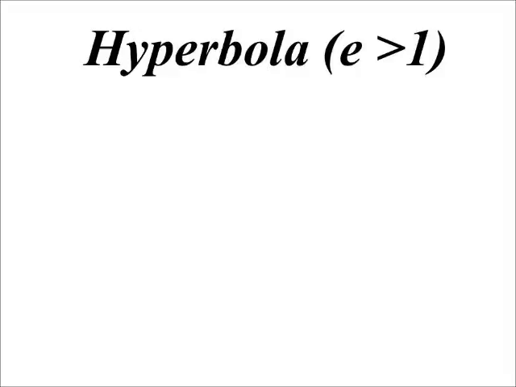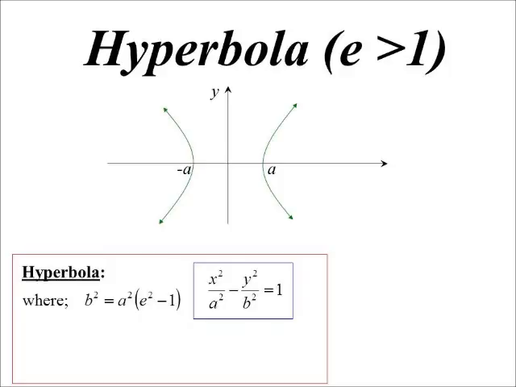So let's have a look at the hyperbola. So eccentricity greater than 1. Now, I'm not going to go through the whole derivation like I did with the ellipse yesterday to show where the equations come from. It's basically exactly the same, other than instead of 1 minus e squared it's e squared minus 1. But there's our equation. x squared on a squared minus y squared on b squared is equal to 1. So b squared is a squared, and instead of 1 minus e squared, it's e squared minus 1.